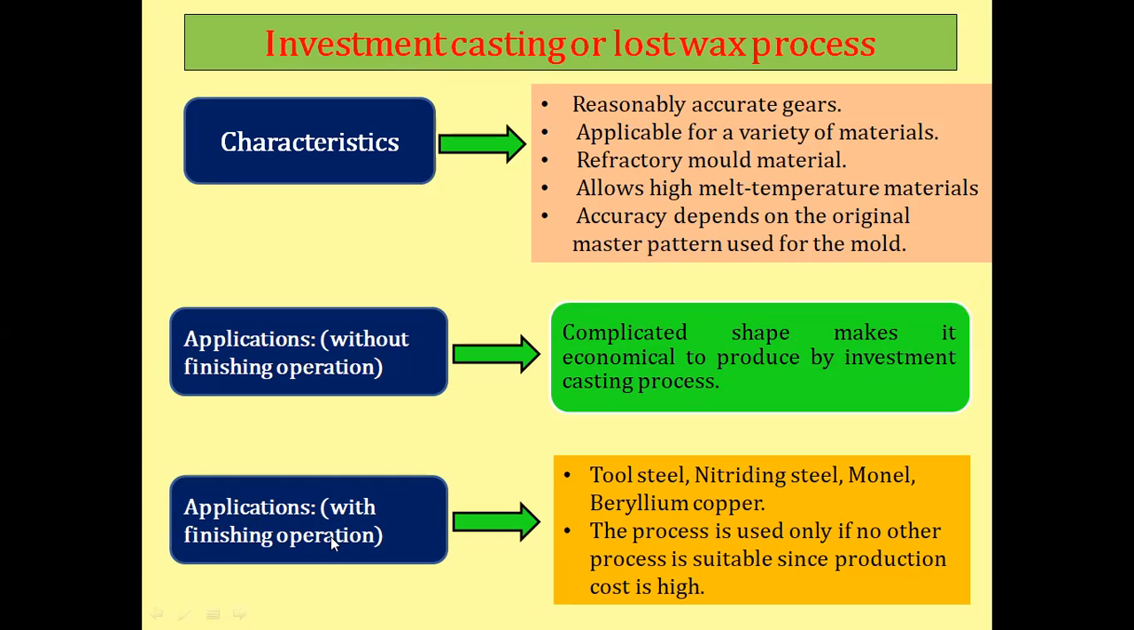The applications without finishing operation use tool steel, nitriding steel, monel, or beryllium copper for this investment casting process. The process is used only if no other process is suitable, since the production cost is high. The production cost of this investment casting is high. So when no other casting process is applicable, at that time this investment casting process is used.